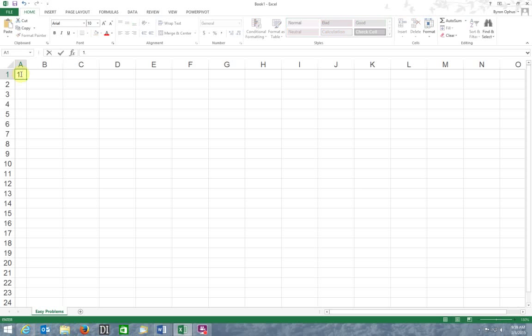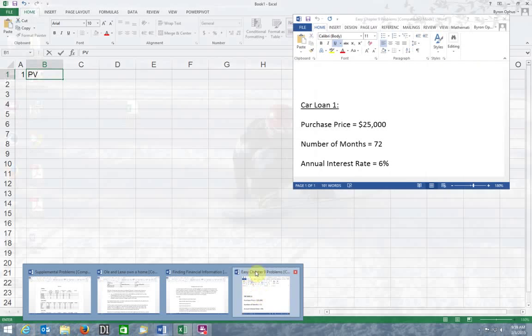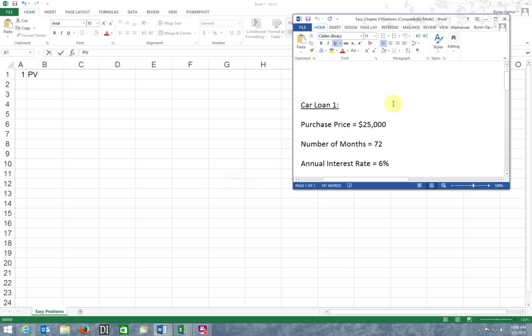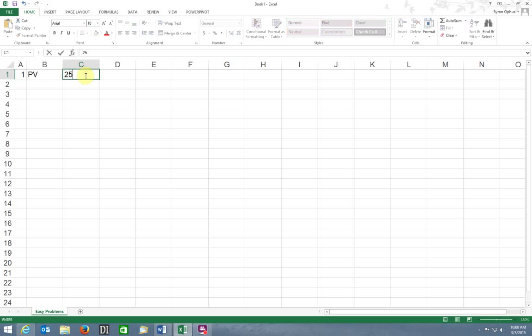So number one, and my purchase price, okay, keep in mind that that's just going to be my present value, right? And it tells me that my purchase price is $25,000, my number of months is 72, and my interest rate is 6%. And so I just set that up and call my purchase price my present value, 25,000. My number of months is my number of periods, right? And that's 72. It would also be 6 years, right? Okay, let's go with 72 though.